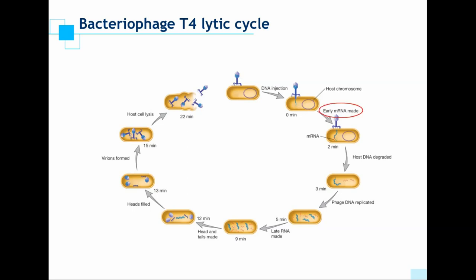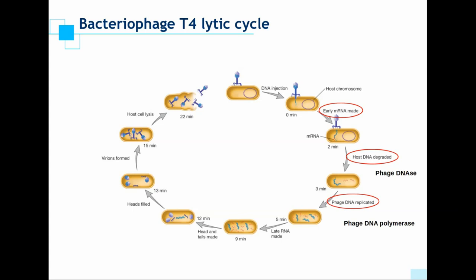Okay, so not all of the phage genes are going to be transcribed at the same time. Initially, 2 minutes after infection, you just get transcription of the early genes. And these early genes are going to do several things. Firstly, degrade the host DNA with a phage DNase. So that's one of the early genes. And then the phage will start to replicate its own DNA by expressing a DNA polymerase.